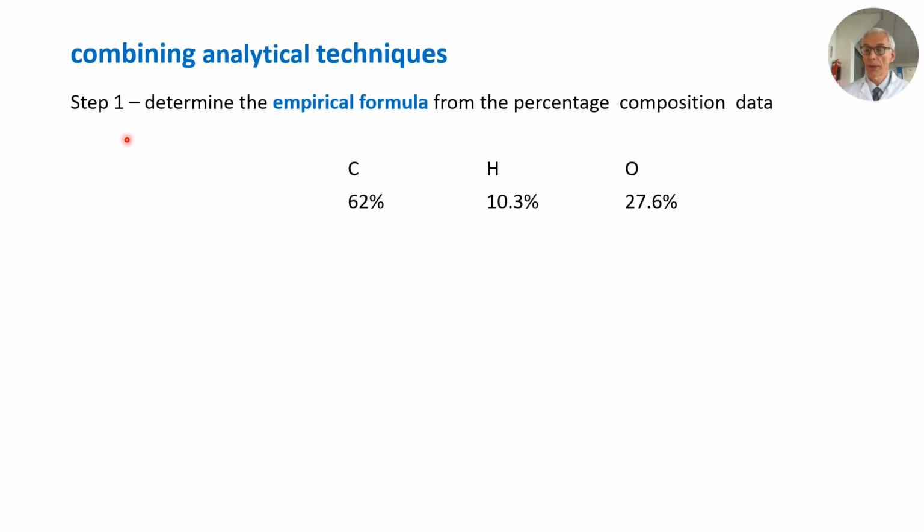Step number 1, determine the empirical formula from the percentage composition data. Here is the percentage composition data by mass: 62% carbon, 10.3% hydrogen, 27.6% oxygen by mass. Pause and calculate the empirical formula. Come back to check your answer when you're ready.